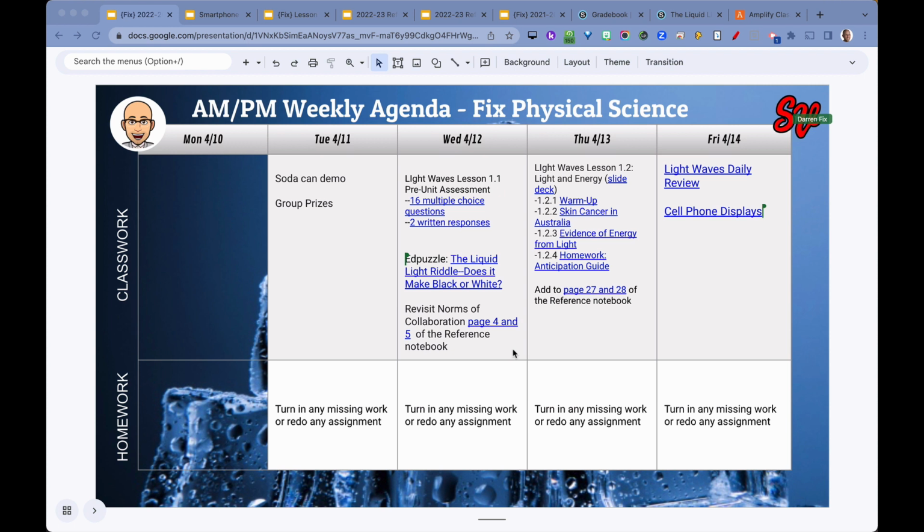Does it make black or white? So we did that. We revisited our norms of collaboration, and we're going to try to focus on some of these norms in this last quarter. We did Lightwaves lesson 1.2, and then on Friday we did an activity called cell phone displays.